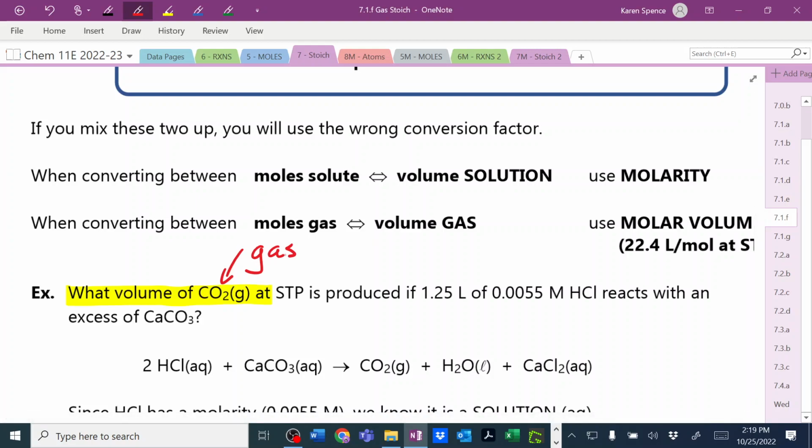Okay, but in my second part, 1.25 liters of 0.55 molar HCl. Remember, what does it tell you when you see molar? That tells you you have moles per liter, but also that you have a solution. Okay? So do not be using 22.4 liters when you are given a molarity.